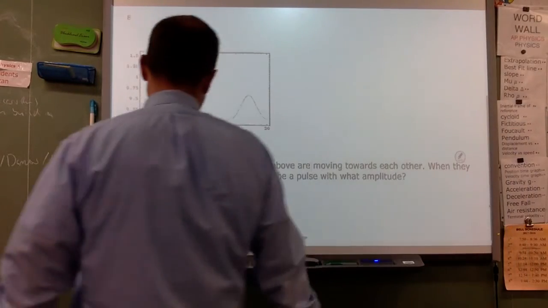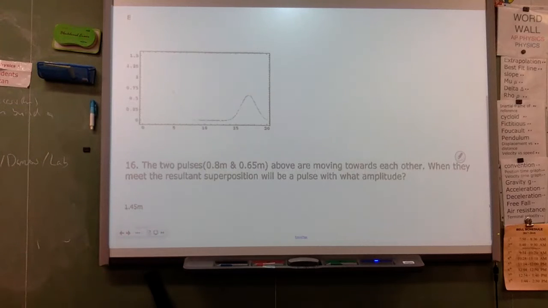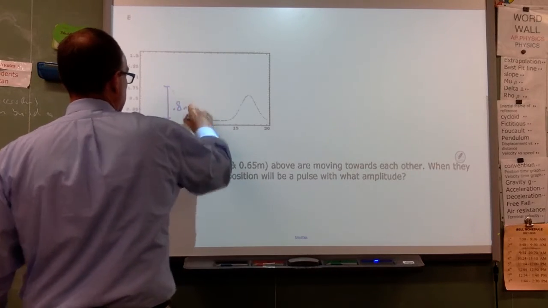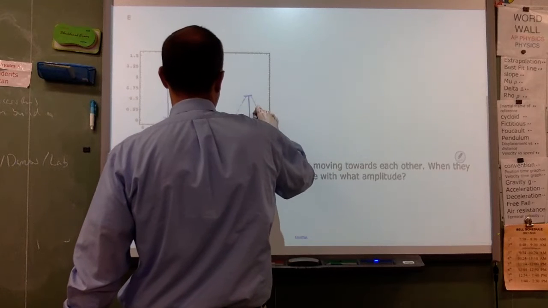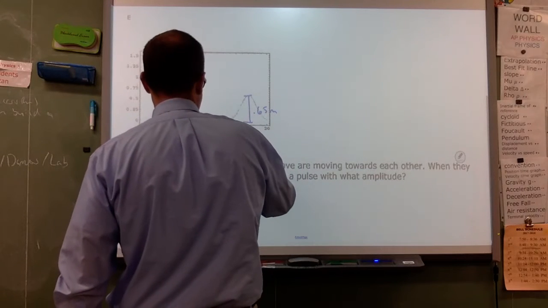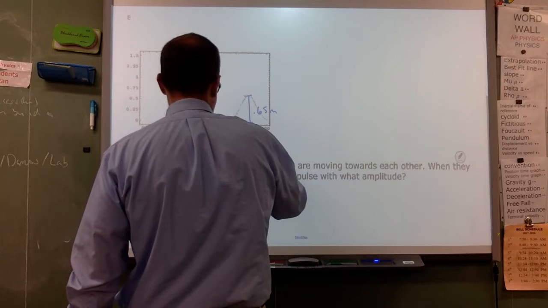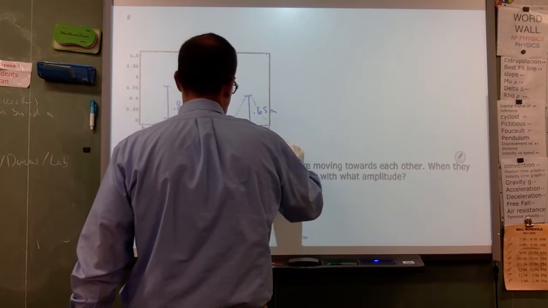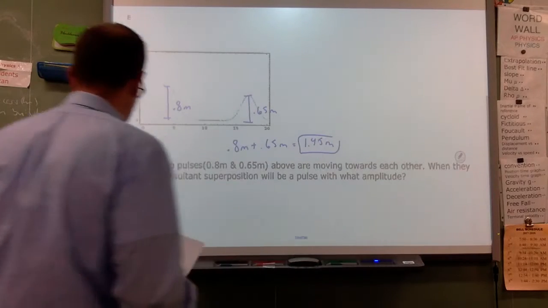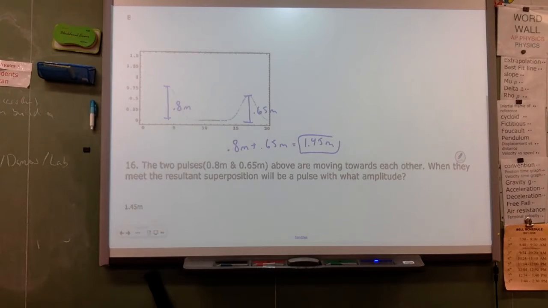We have 2 pulses going towards each other. When they meet, their resultant superposition will be a pulse of what amplitude? So I have one that is 0.8 and one that is 0.65. To add these together constructively, you just add them arithmetically, which just means you just add the 2 numbers together. That's all it means. So it's going to be 1.45 meters.